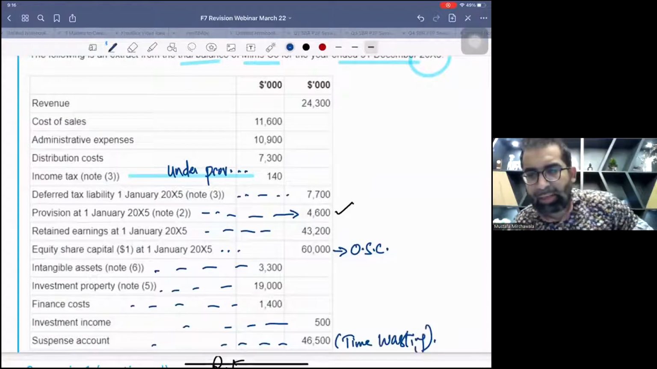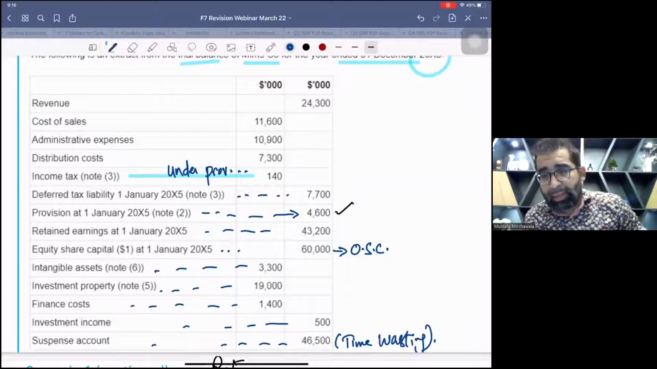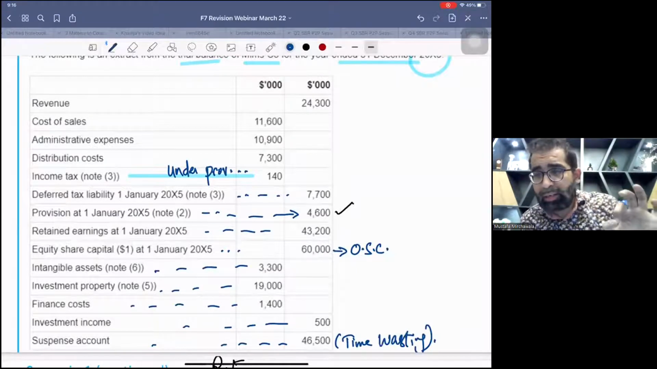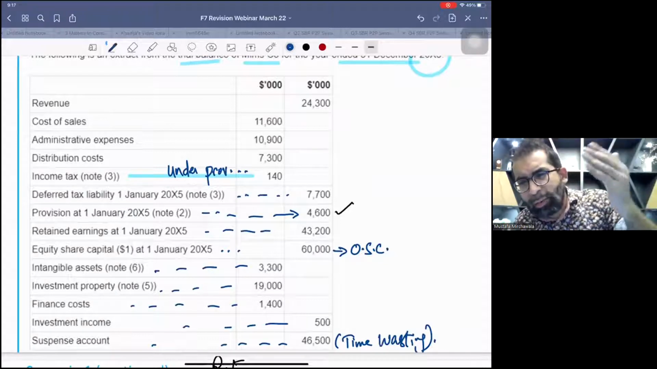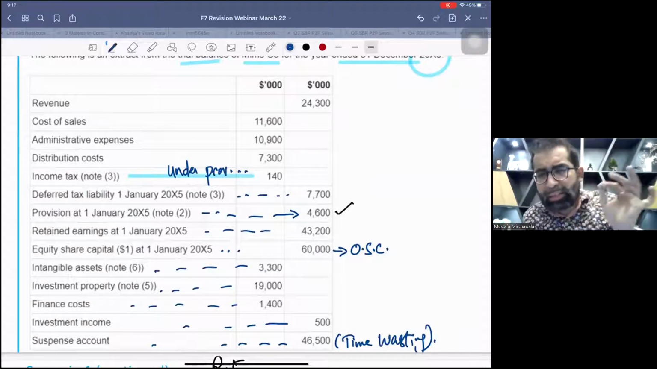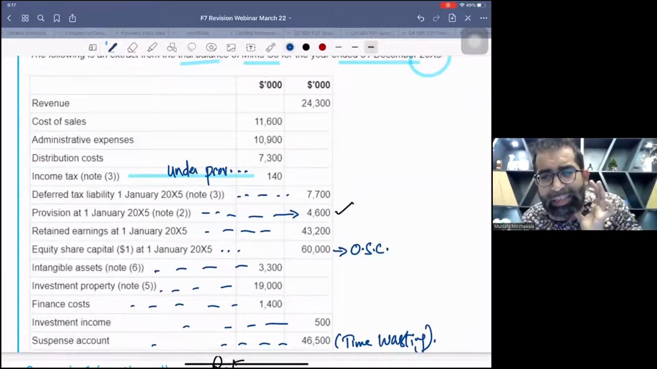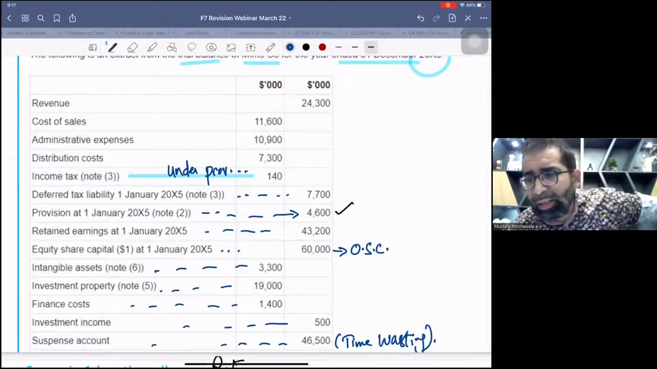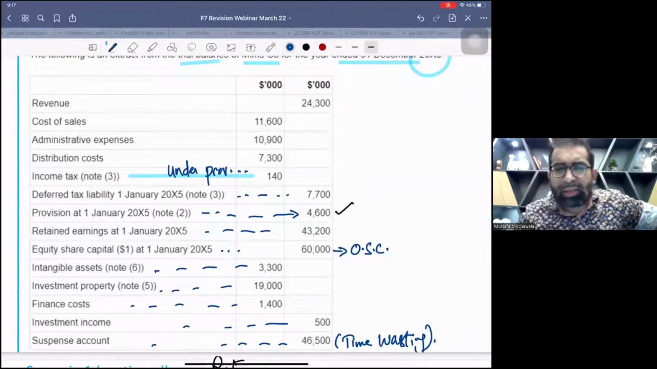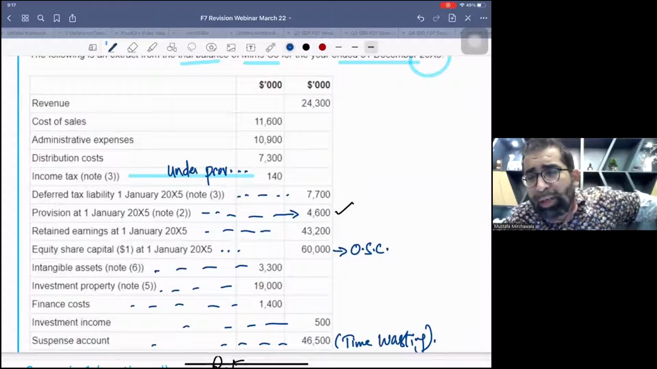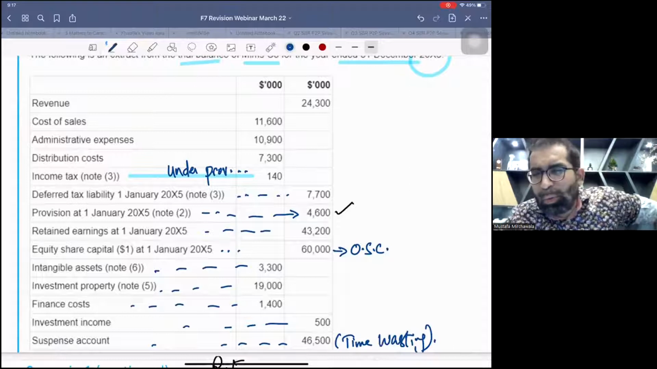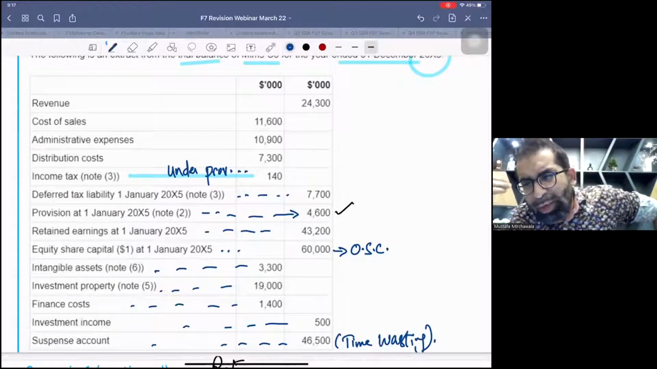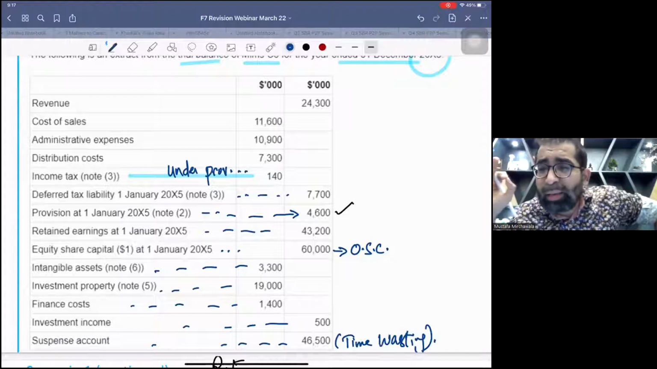Let me write time wasting, but still I'll give you a lecture on it, and I'll give you the exam technique: don't waste time in exam. In exam, you don't need to include the suspense account in the income statement, SOFP, or statement of changes in equity. If you see the marking scheme or examiner solution, they don't even discuss this suspense account. They just solve the normal transactions and make the statements.